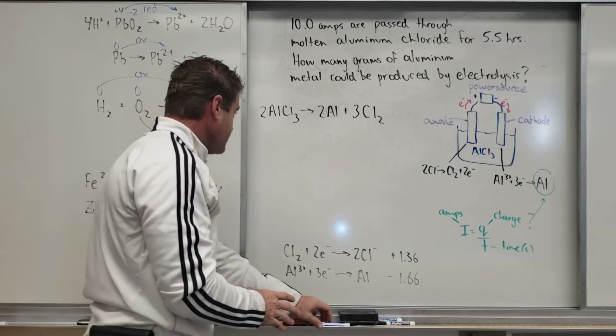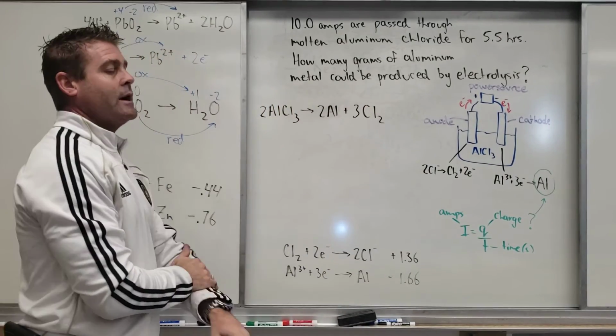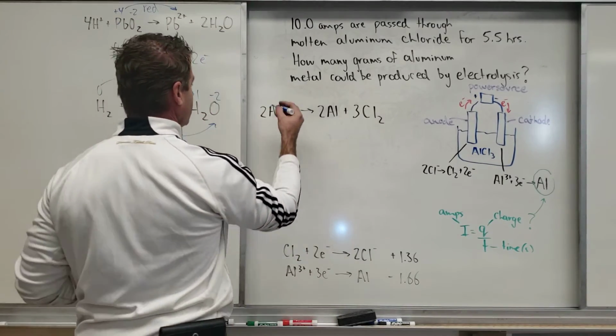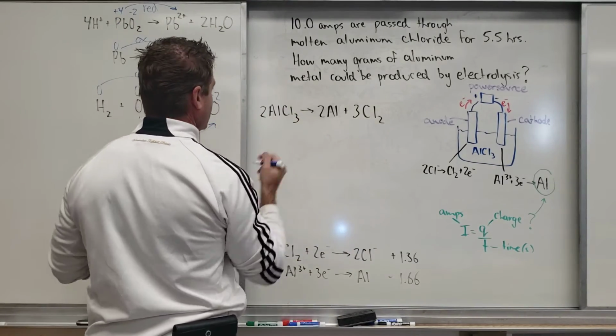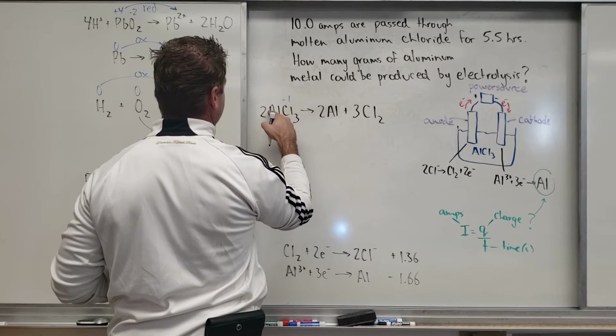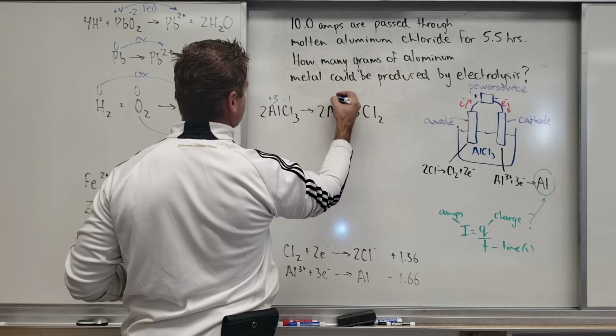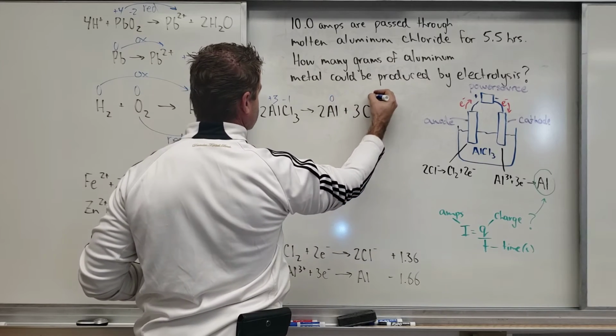Okay, so now let's look at this. First of all, you guys remember we want to look at an equation and see, okay, is this a redox reaction? Remember how to do that? You assign oxidation numbers. Chlorine is -1, there's 3 for every one of this, so aluminum is +3. Here's pure aluminum, that's a 0, and that's pure chlorine, that's a 0.